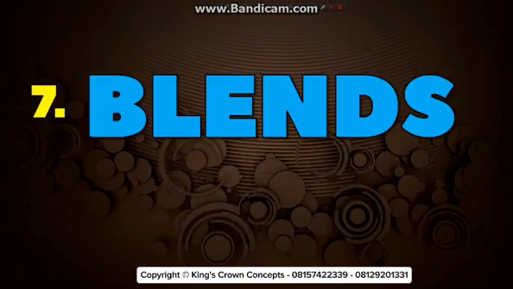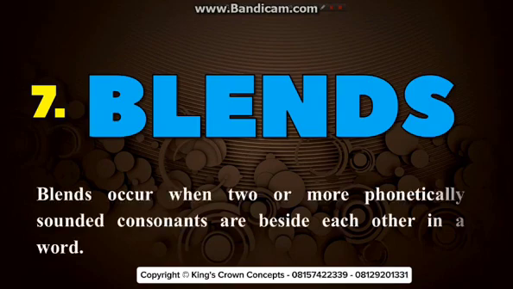Alright, the next topic is blends. Let's understand what blends are. Blends occur when 2 or more phonetically sounded consonants are beside each other in a word. So now, 2 consonants beside each other in a word. For instance, let's start with the topic itself.